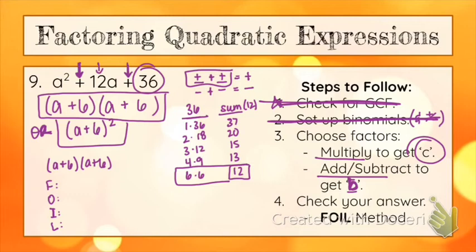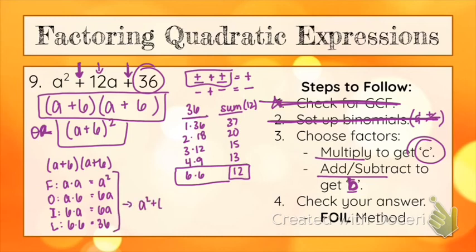the first terms, so that's a times a. The outside terms are a times 6. The inside terms are 6 times a. And the last terms of each one is 6 times 6. So let's multiply these together, and we get a squared, 6a, 6a, and 36. And then we add all these together. So a squared plus 6a plus 6a plus 36, combine like terms, and we get a squared plus 12a plus 36, which is the same thing we started with, which means our answer is correct.